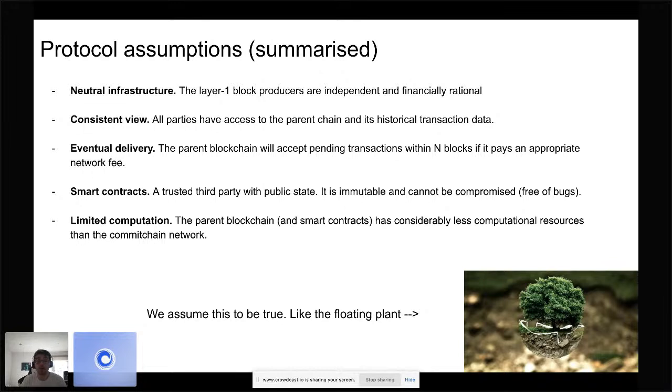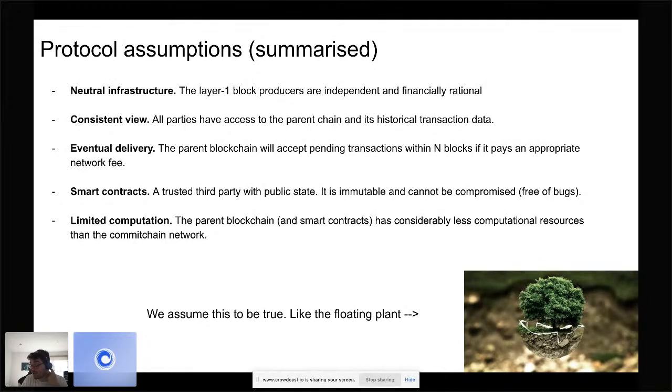We assume the smart contracts are trusted third parties with public state. They are immutable and they cannot be compromised. The reason for this is that when I join the layer 2 system, there's a layer 1 smart contract that I will deposit funds into. When I deposit my funds into this smart contract, I can only get my funds out when the smart contract is convinced that everything on the layer 2 system is correct and valid. So this smart contract, we get a lot of things for free with it, but we have to assume it's trusted, everything's public and it's free of bugs. But that really does control deposits and withdrawals and everything to do with security of the layer 2 system.